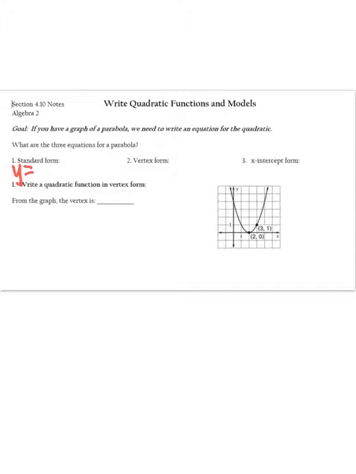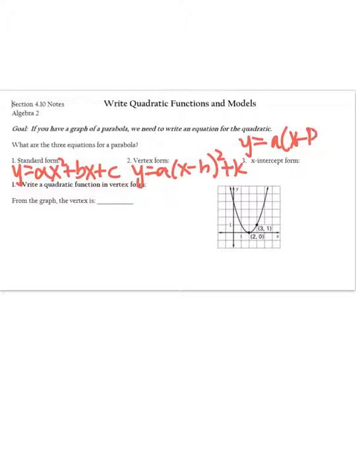Standard is y equals ax squared plus bx plus c. Vertex is y equals a times (x minus h), the quantity squared, plus k. And then x-intercept form is, I'm going to write it above it, my writing area is really small right now, y equals a times (x minus p) times (x minus q), where p and q are our x-intercepts.